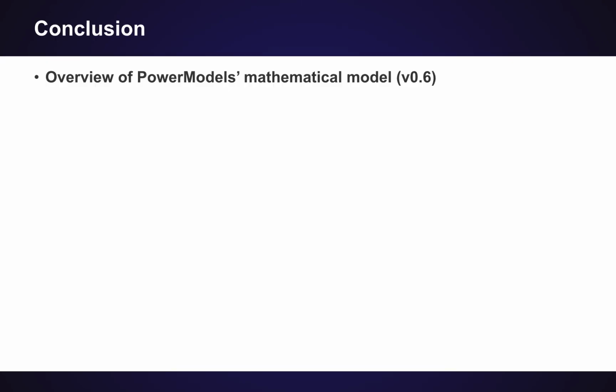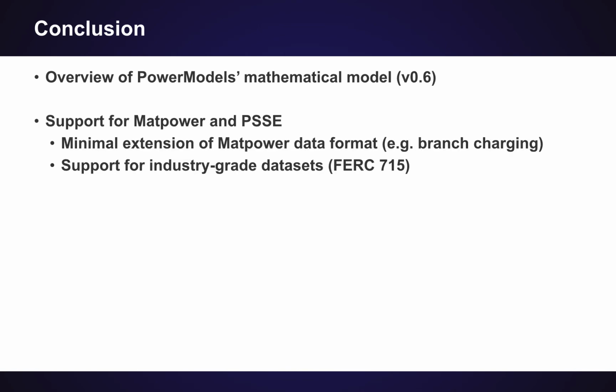So just to summarize what we've discussed here, I've given you an overview of PowerModels mathematical model for version 0.6. We've shown how this format can support reading both Matpower and PSSE files in one shared data model. It's a minimal extension of the Matpower format, with the main change being that branches have this asymmetrical line charging value, but still we can support industrial grade datasets, for example, the ones that come from FERC 715 filings.